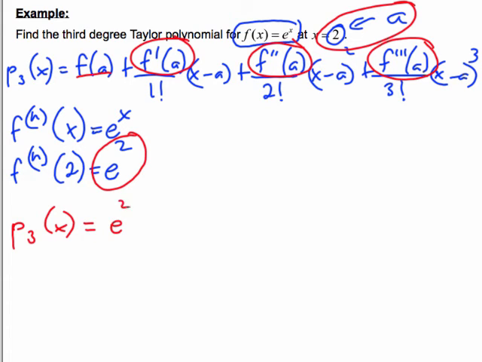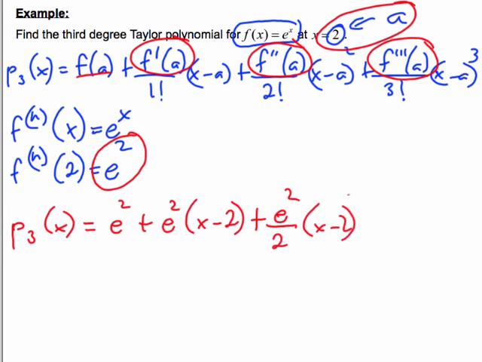that'll be e squared plus e squared over 1 factorial, e squared times x minus 2, and plus e squared over 2 factorial, x minus 2 squared, and the third derivative of f at 2, again e squared over 3 factorial, 6, x minus 2 cubed. And you don't need to multiply this out in decreasing powers of x. We'll just leave these in powers of x minus 2.